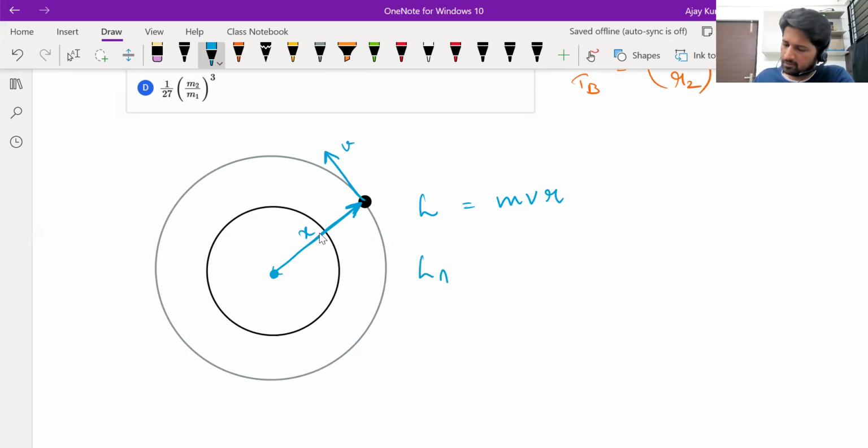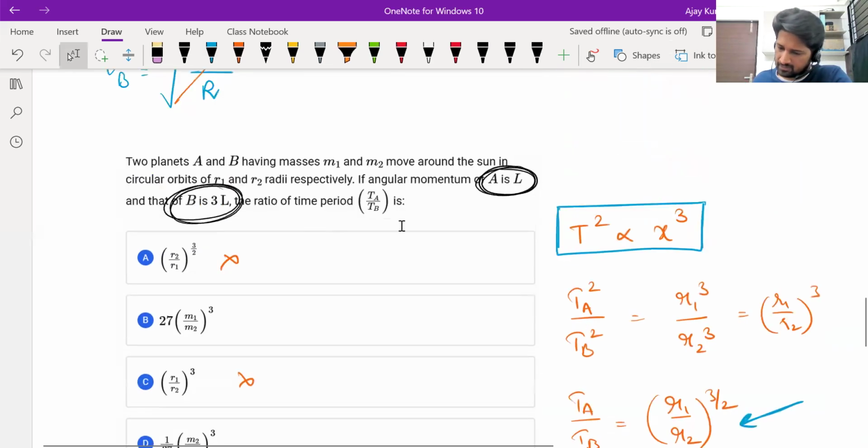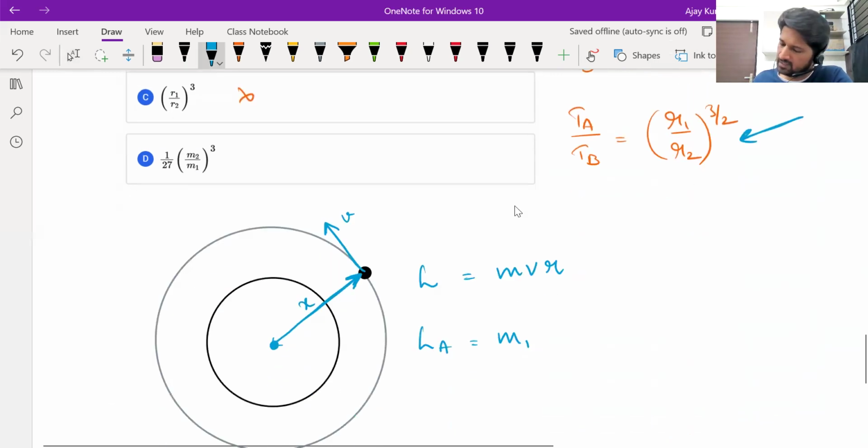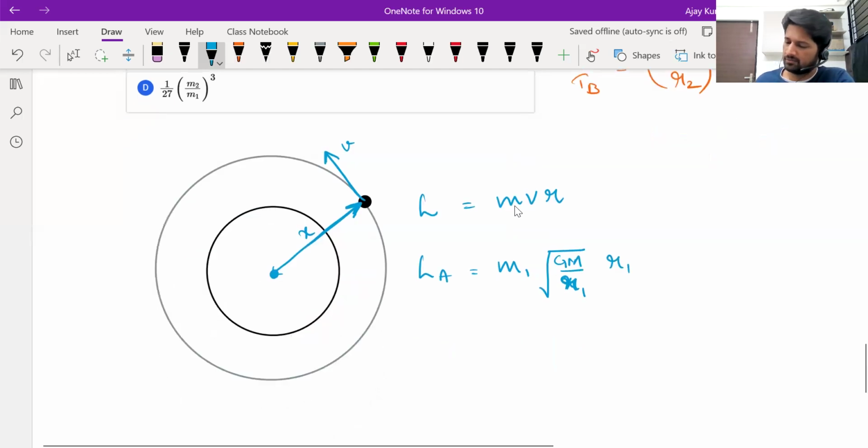Therefore, angular momentum of A will be mass of A, that is m1, times speed of A. Speed is not known, but the radius of the circular orbit is known to us, no? So we can express speed in terms of radius: root GM by r1, multiplied with r1. So that is the angular momentum of A.